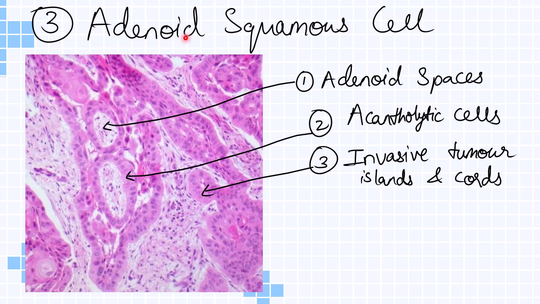The third one is Adenoid Squamous Cell Carcinoma. In here, we will see adenoid spaces. But what are they? They are nothing but hollow gland-like structures that form within the tumor. The next one we have is acantholytic cells. They are malignant cancer cells that have lost their physical attachments to neighboring cells, causing them to fall apart and round up in adenoid spaces. In here, we can also see invasive tumor islands and cords.